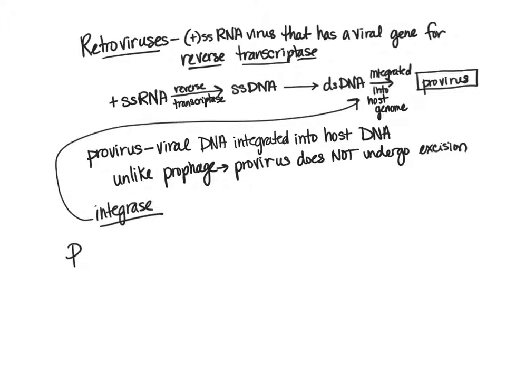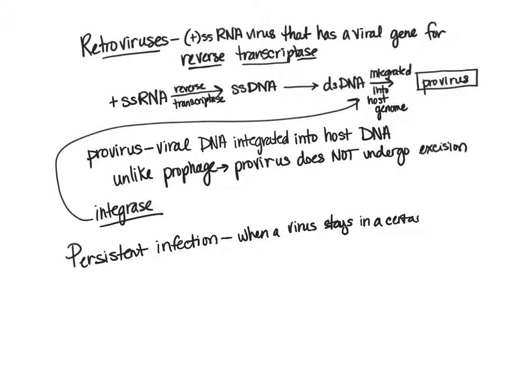So persistent infection. A persistent infection is when a virus stays in a certain tissue or in an organ of the infected person. So when a virus stays in a certain tissue or tissues or organs of an infected person.